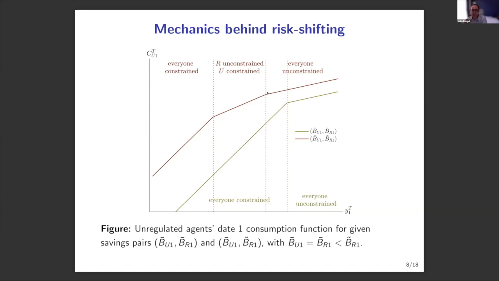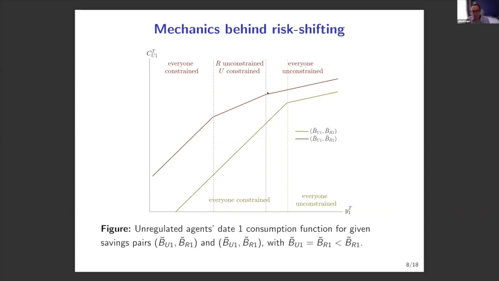less borrowing by regulated agents is going to lead to a less risky environment, or environments where consumption is going to drop less when income is low for unregulated agents. And that's going to lead them to lower their demand for precautionary savings, and therefore they're going to be borrowing more. Okay, so when the planner taxes the regulated, that's going to be great.